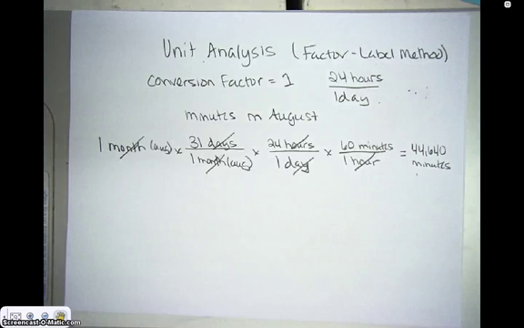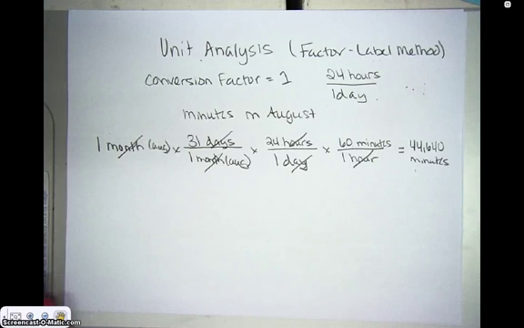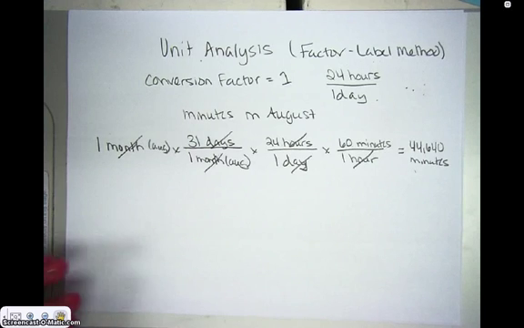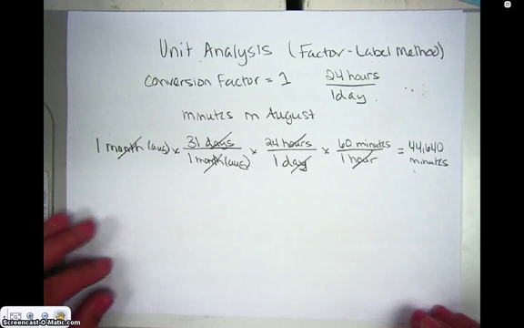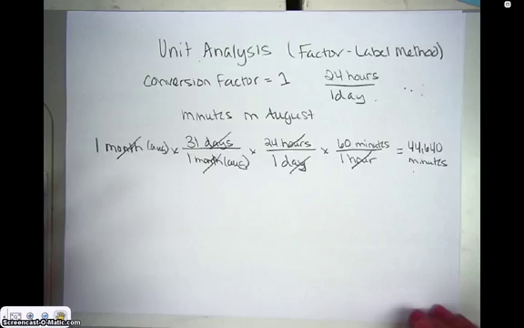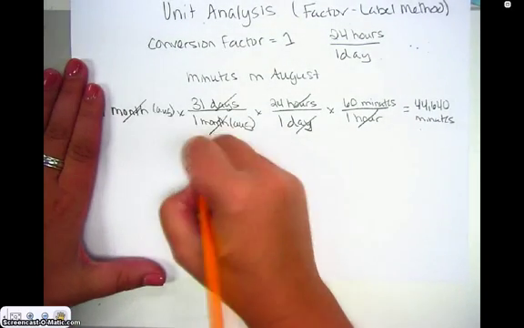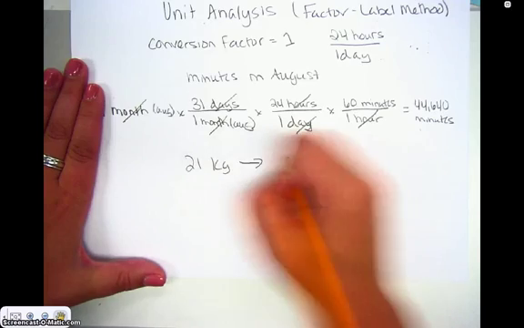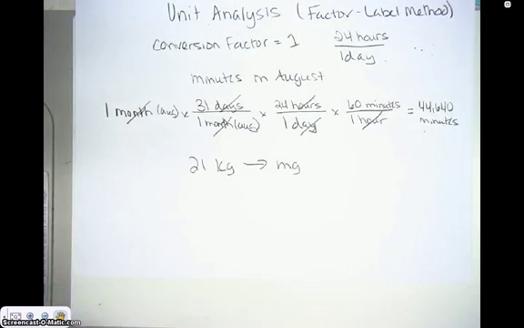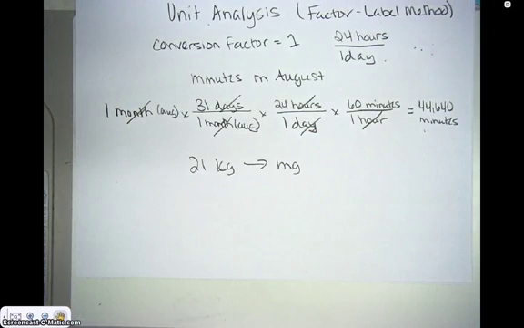Let me come up with one more example just to show you. Let's figure out how many milligrams are in a kilogram. Well, let's give it an actual number. Let's say we've got 21 kilograms and we want to know how many milligrams. Now we've learned how to do this by using our King Henry died unfortunately drinking chocolate milk, but I'm going to do it using the conversion factors this time.